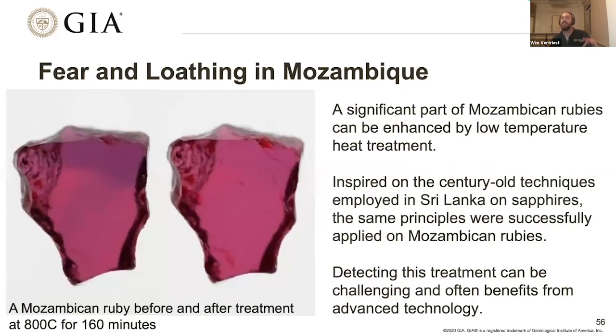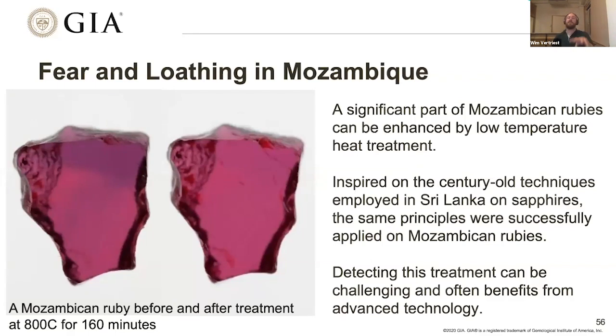Now, of course, I mentioned treatment of these stones, and a significant part of high value Mozambican rubies can be enhanced by low temperature heat treatment. Low temperature heat treatment is nothing new. Mozambican rubies were not the stones that this was invented on. It is inspired by century old techniques that were employed in Sri Lanka on their sapphires there.